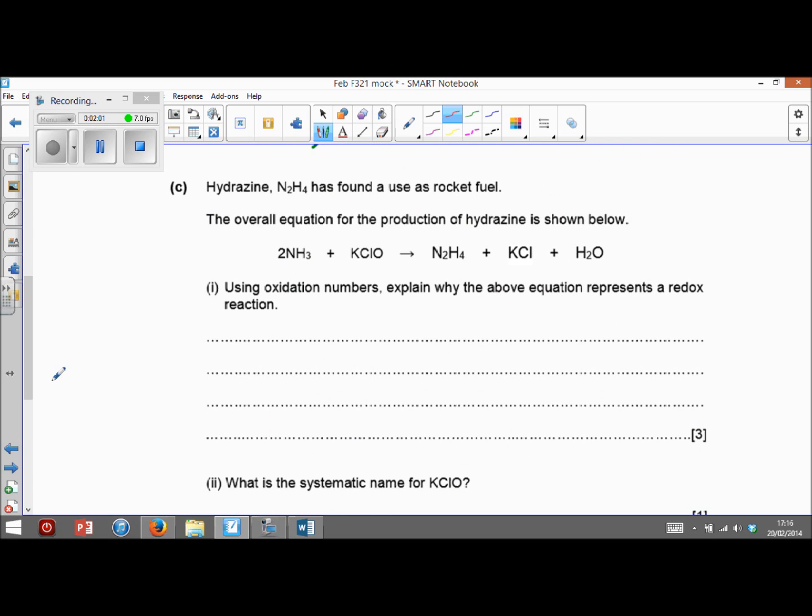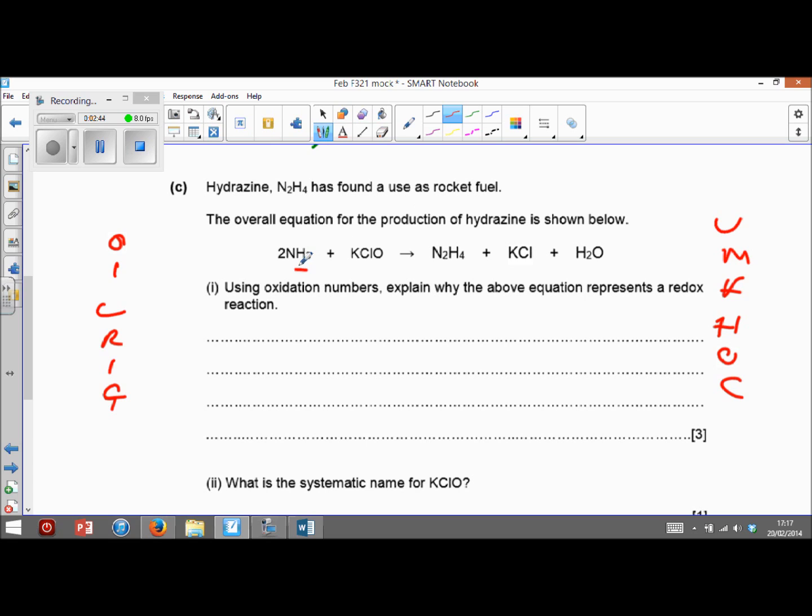So part C, hydrazine, N2H4 is used as a rocket fuel. Right, they're giving you an equation and they want you to use oxidation numbers to explain why the above equation represents a redox reaction. Okay, so remember OIL RIG. First of all, oxidation is loss, reduction is gain. And then the rules: an uncombined element, combined with itself, is 0. Metals have the oxidation state of whatever group they're in. Hydrogen usually +1, oxygen usually -2, chlorine usually -1.